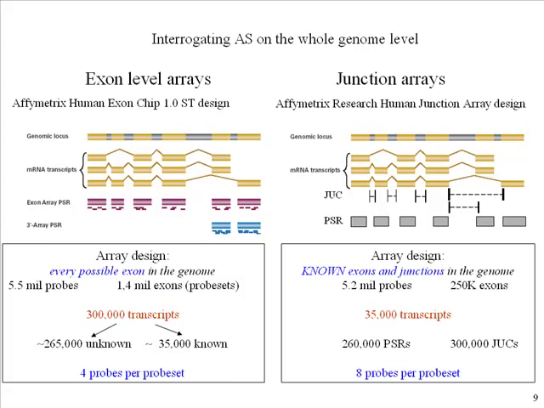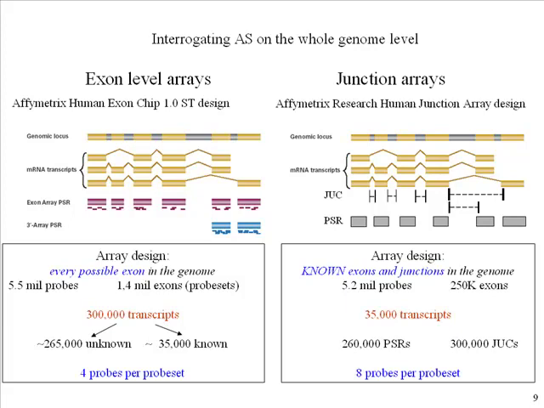So for example, this platform by Affymetrix, the human exon chip 1.0 ST that has been introduced a few years ago, covers a great chunk of the human transcriptome, both known and predicted. And mostly the probes are targeting exonic regions. With regard to the coverage of the human transcriptome, this is a very valuable tool for the discovery of novel splice events that have not been detected anywhere else before. And that is the advantage of this platform.